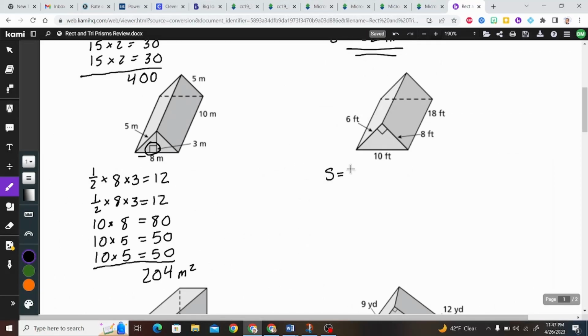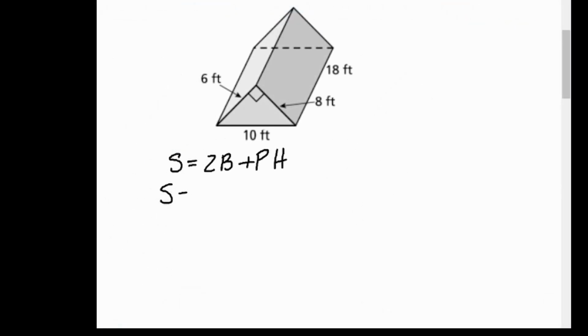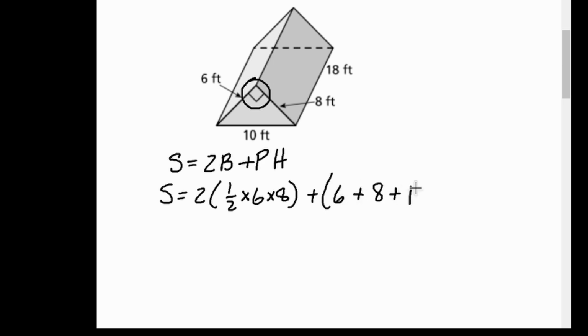Again, we can use twice the area of the base plus the perimeter of the base times the height instead. Again, we will do 2 times 1/2 because we're dealing with a triangle, and we need the two numbers that make up that right angle. Those numbers are 6 and 8. Plus, now we need the perimeter of the triangle, so we need all three sides, which are 6, 8, and 10. And the distance from the front to the back, otherwise known as the height, is 18.